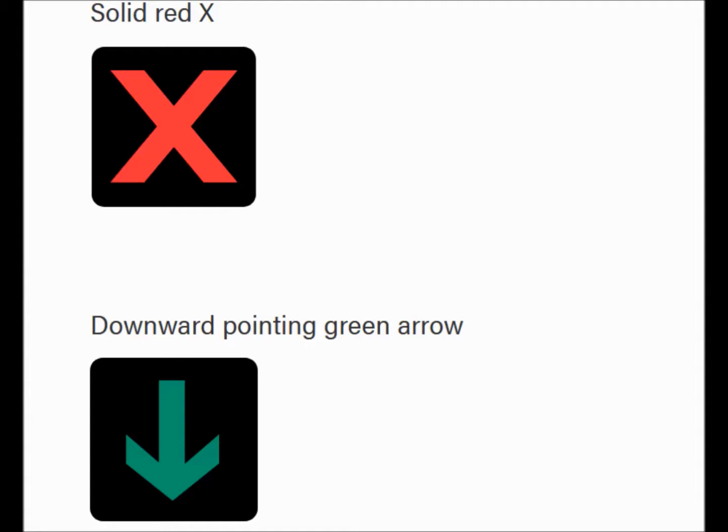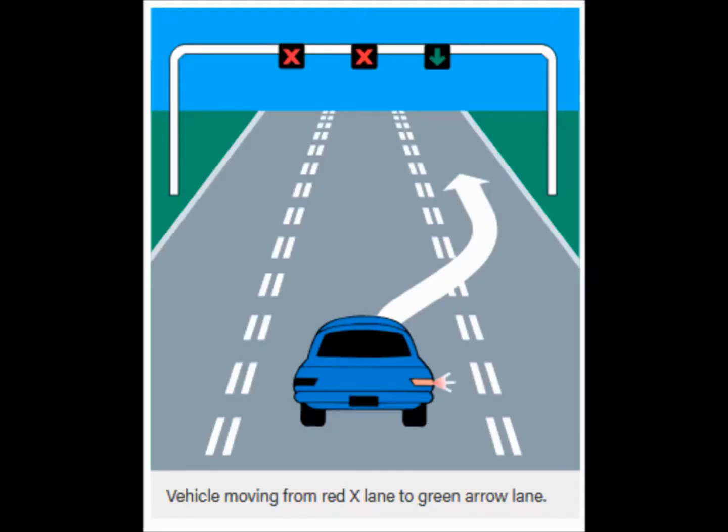Solid red X. When a red X is displayed over a driving lane, the driver does not enter or remain in that lane. This signal indicates that the lane is being used by oncoming traffic. Move safely into a lane with a green arrow. Image description. A black box with a green arrow pointing downward. Downward pointing green arrow. A driver facing the downward pointing green arrow is permitted to travel in that lane.